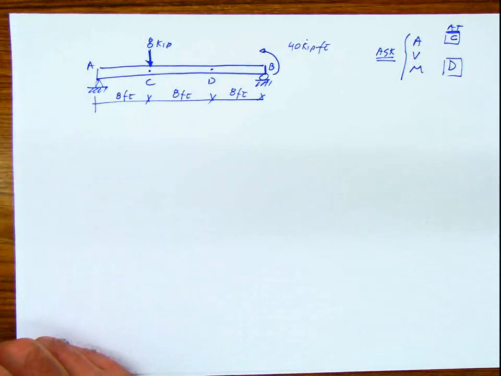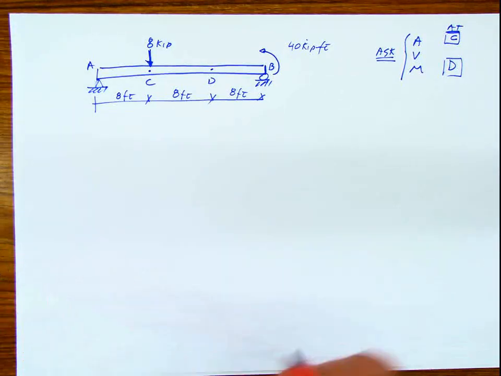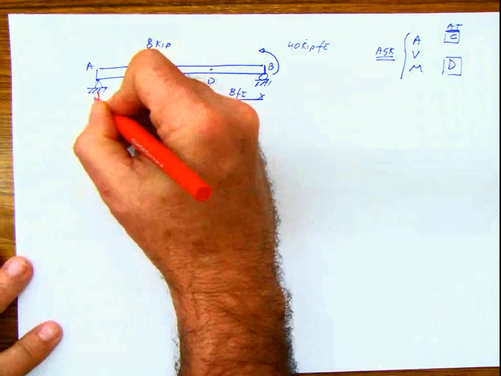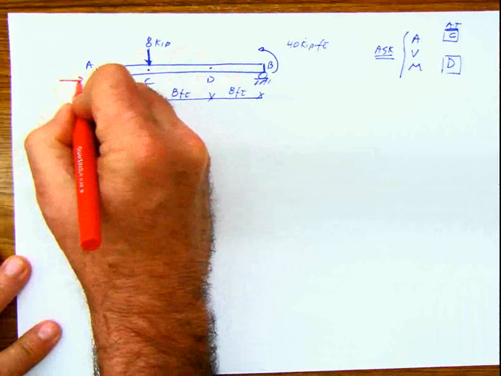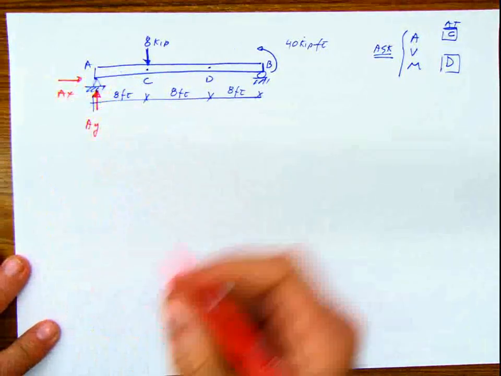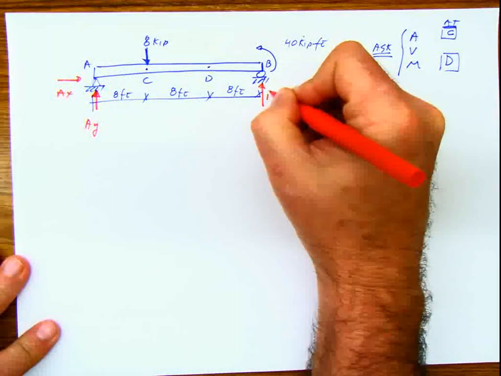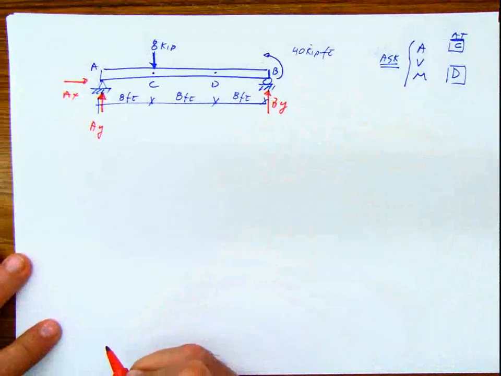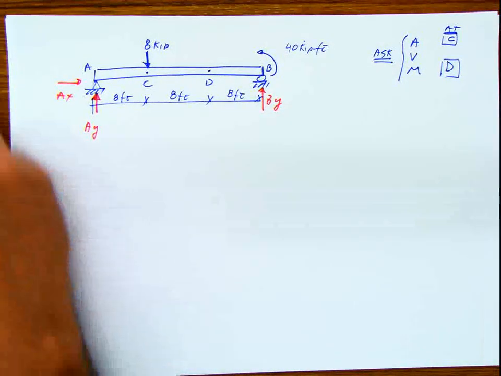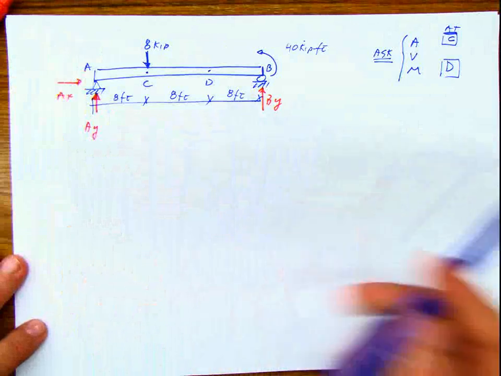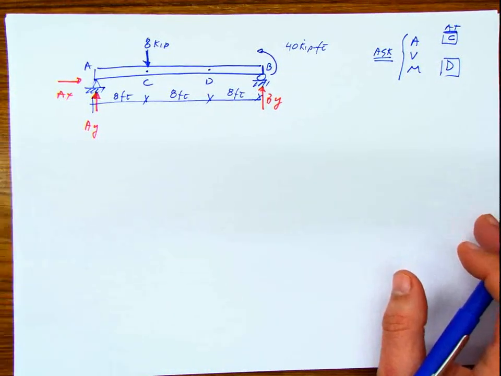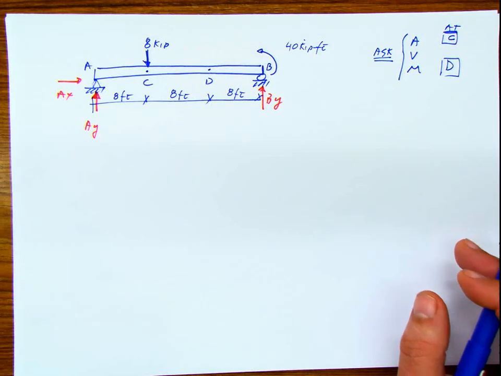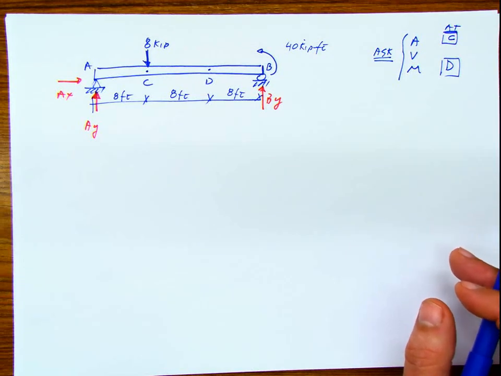How are we going to do this? First things first. This is a pin. I'm going to have AY, AX, and here I'm going to have BY. Second, I have to calculate those values, because otherwise I'm not going to be able to calculate any internal reaction, at least not in this particular problem.